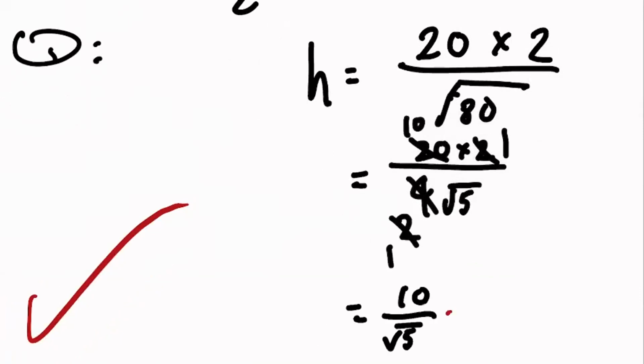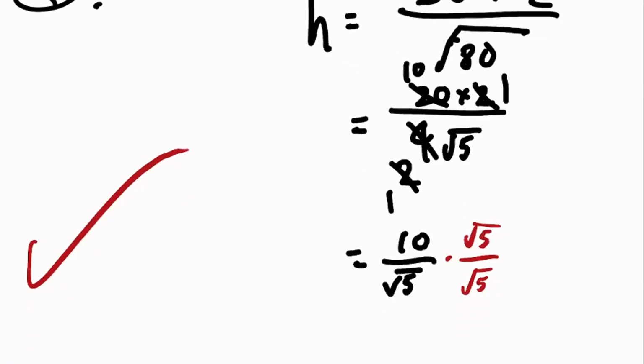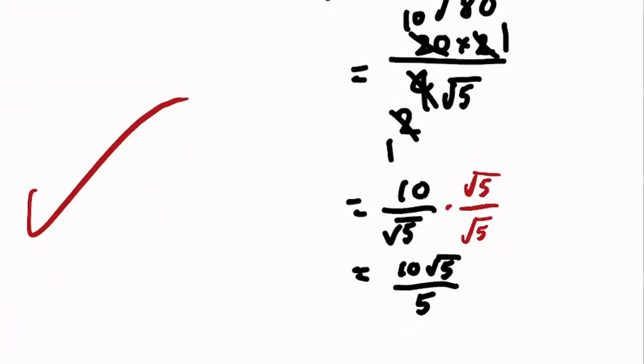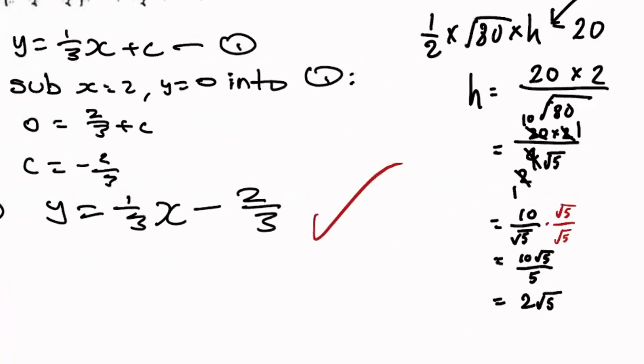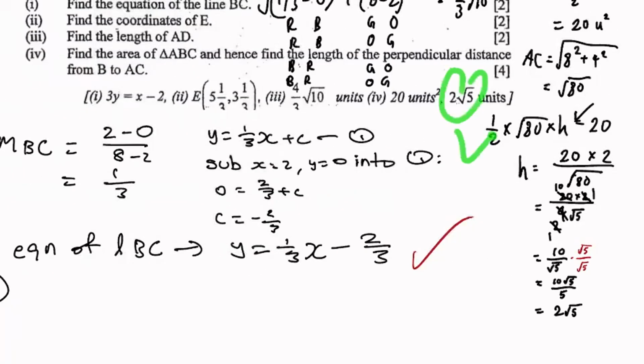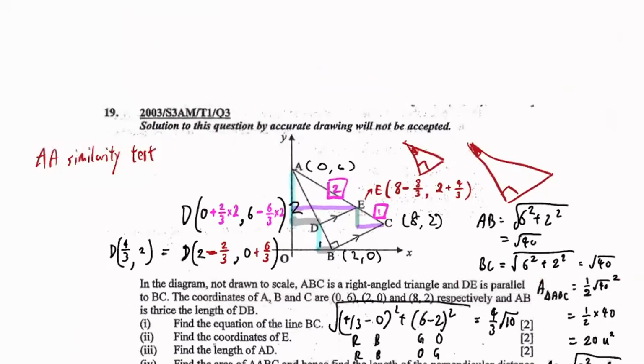Rationalize, you multiply top and bottom by root 5. Which means you're left with 10 root 5 over 5. 10 over 5 is what? 2 root 5. Did I get it correct? Is it right? 2 root 5. Very good. Okay? Good. That is 19.